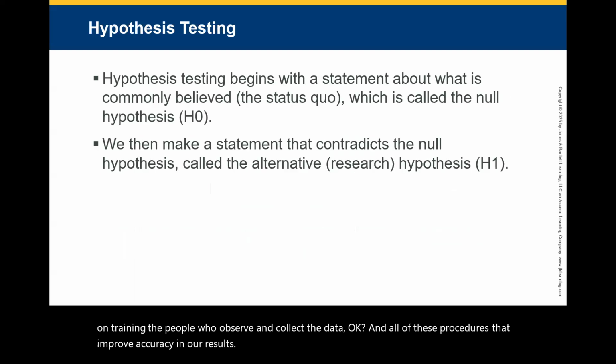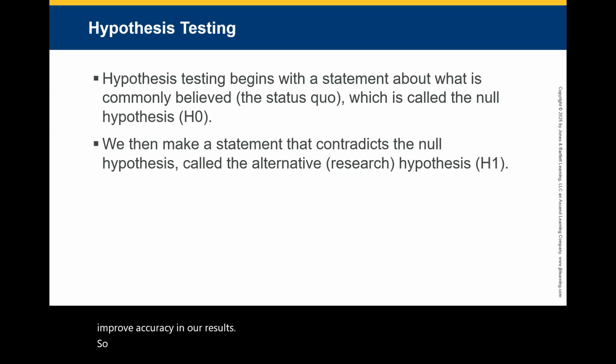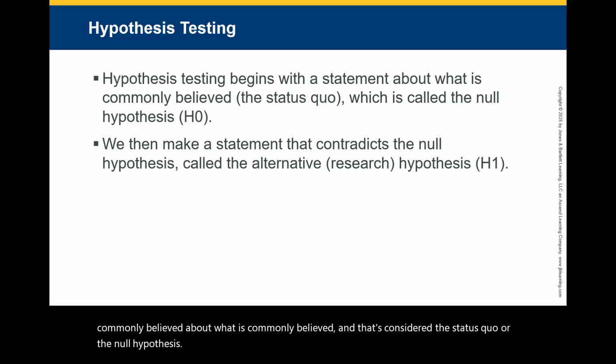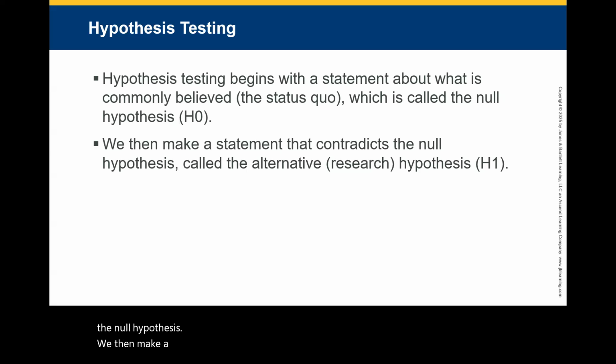So, testing the hypotheses. Hypothesis testing begins with a statement about what is commonly believed, and that's considered the status quo, or the null hypothesis. We then make a statement that contradicts the null hypothesis, called the alternative or research hypothesis, or H1.